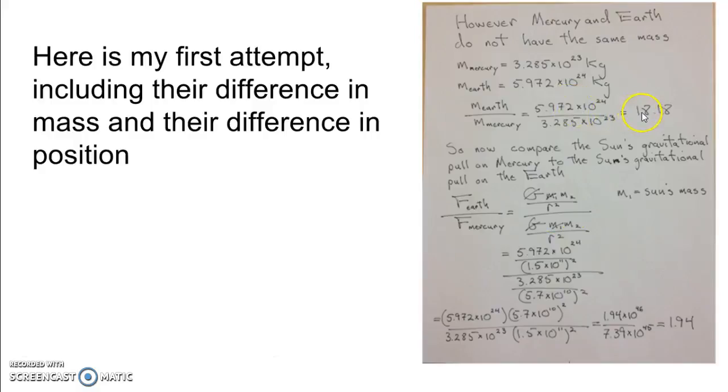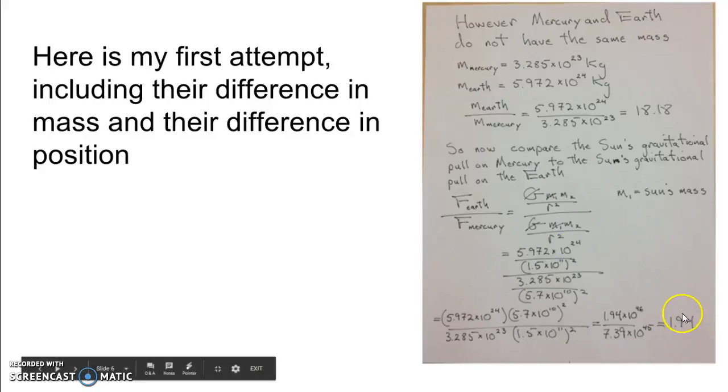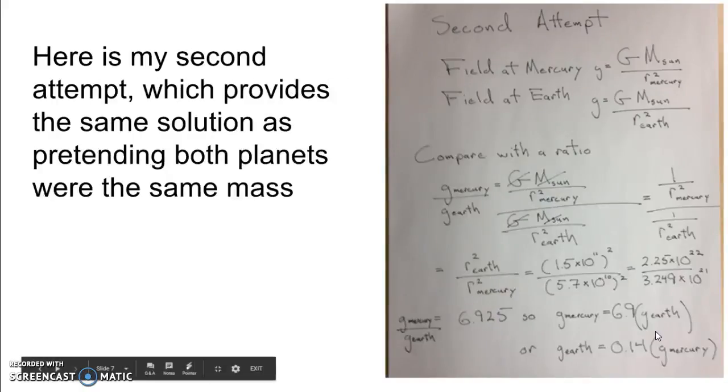The Earth is 18 times more massive than Mercury. So if you include the difference in separation and the difference in masses, you get the pull on Earth to be almost double the pull on Mercury. Yes, Mercury is closer, but Earth is 18 times more massive. So that leads to basically a 2-to-1 ratio in the difference. Unfortunately, that's not the question they were asking.